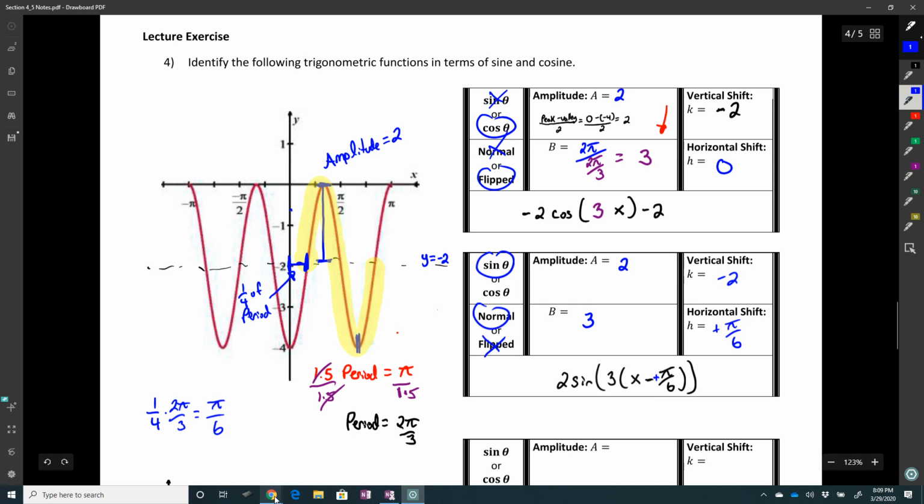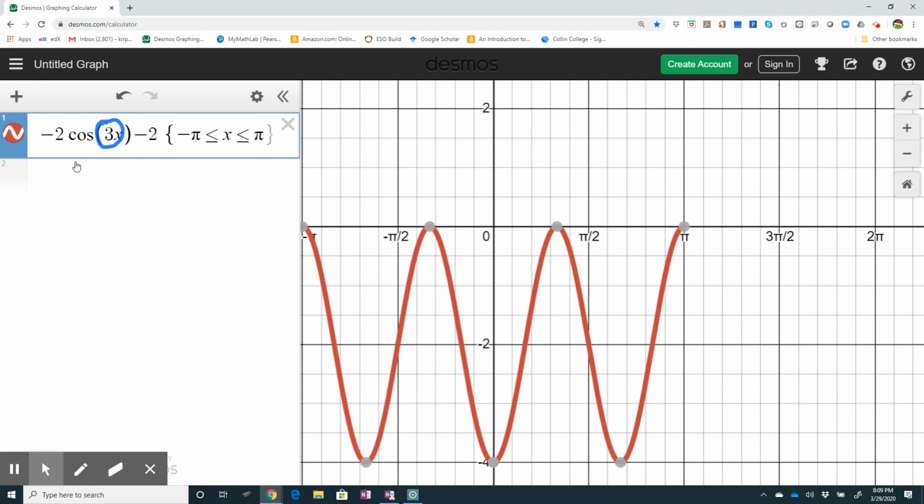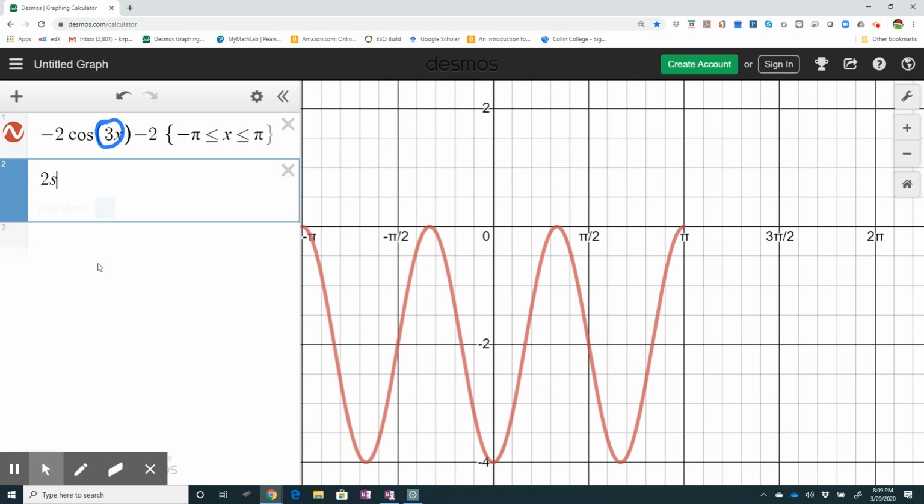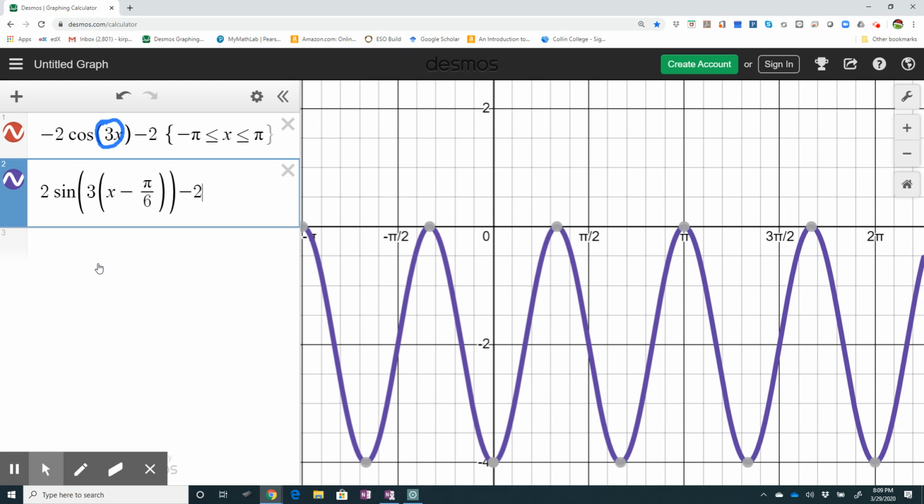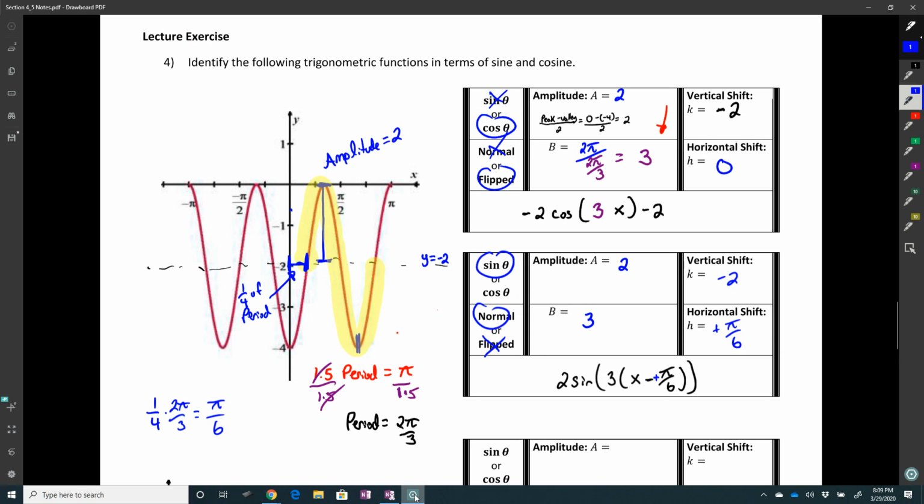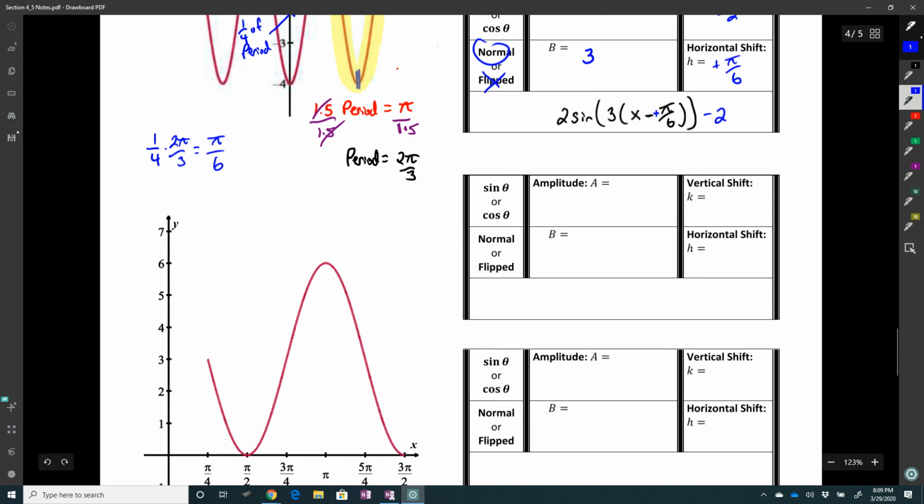And if I go back to Desmos, I can type in that new equation. 2 sine 3x minus pi over, oh, I forgot to subtract the 2. And you can see it's a perfect match. Wah, wah. Forgot the -2. There you go. So again, apologies for that mistake. Let's go to this next one.